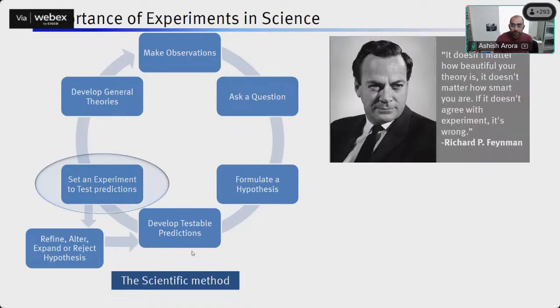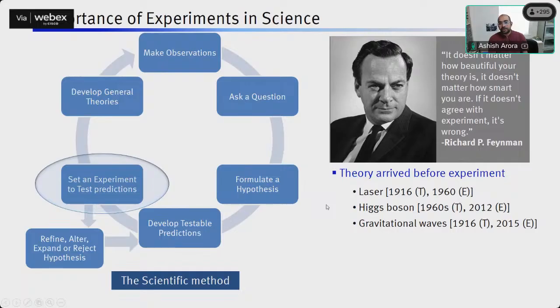Now, Richard Feynman used to say that it doesn't matter how beautiful your theory is, it doesn't matter how smart you are. If it doesn't agree with the experiment, it's wrong. Essentially, experimental science is very, very integral to the progress of science itself. That's what Richard Feynman wanted to say, although he was a very well-known theoretical physicist, but had a huge respect for experimental sciences.